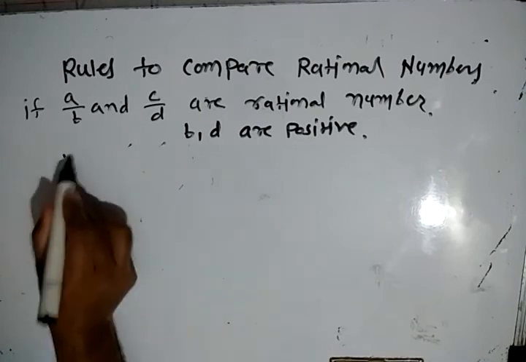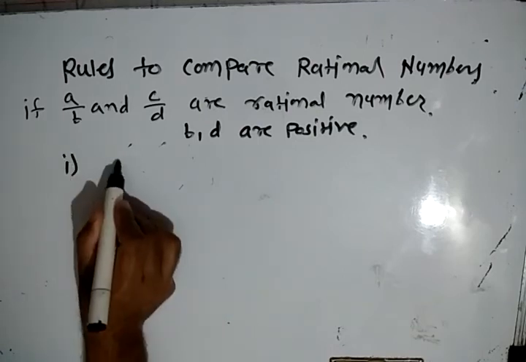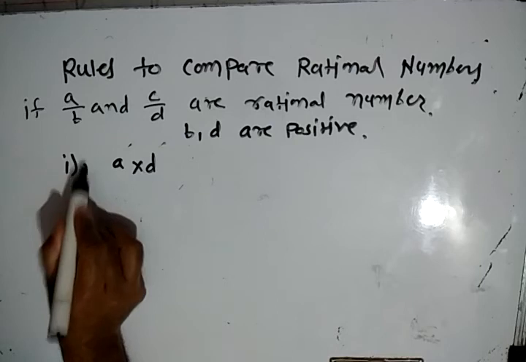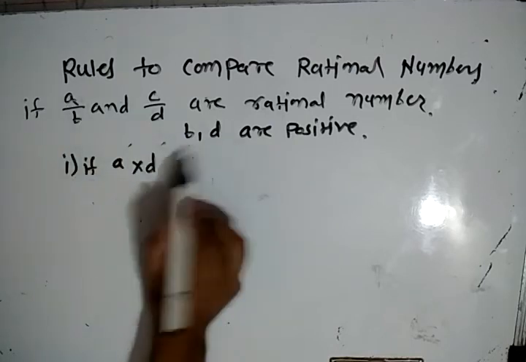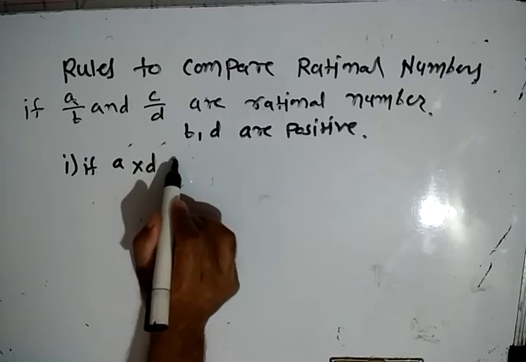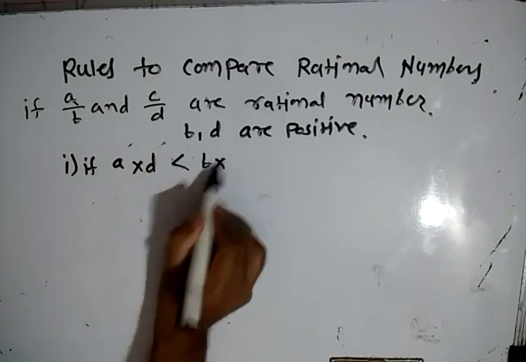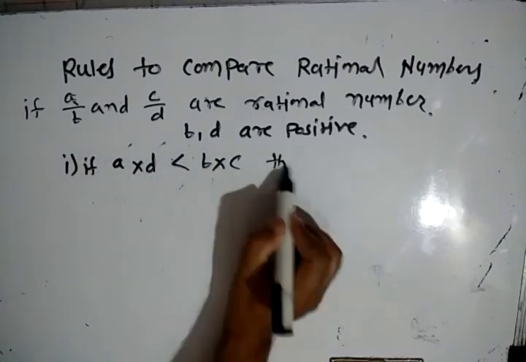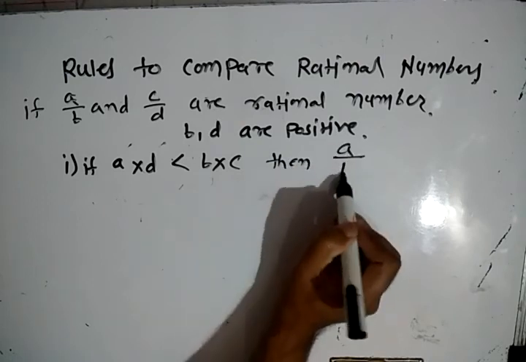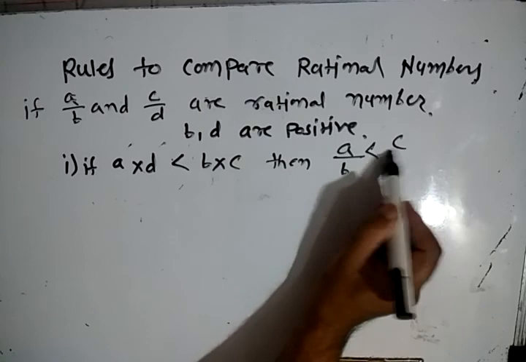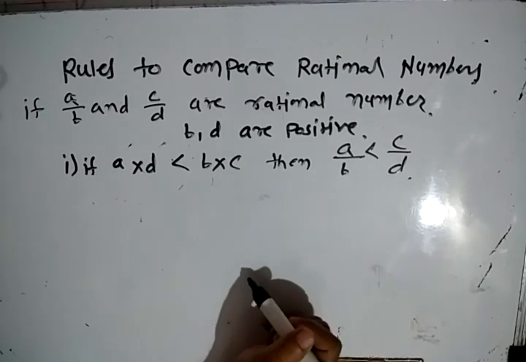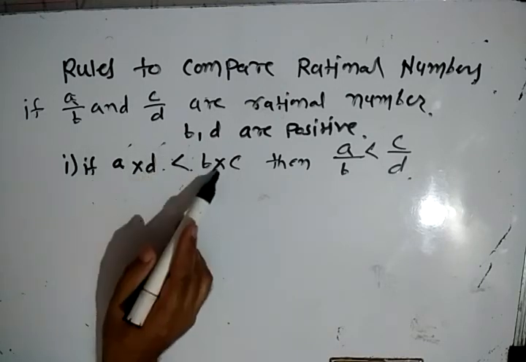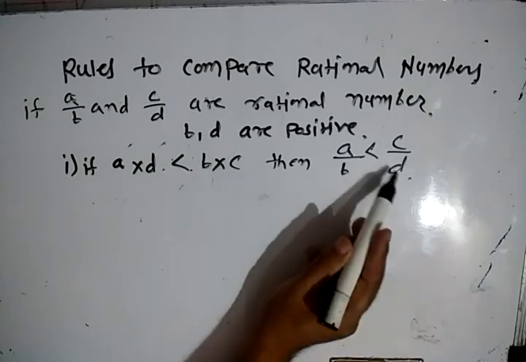Then we can write first A into D. If the cross multiplication A into D is less than B into C, then we can write the first rational number A upon B is less than C upon D. The first property: if the product of A into D is less than B into C, then we can write A upon B is less than C upon D.